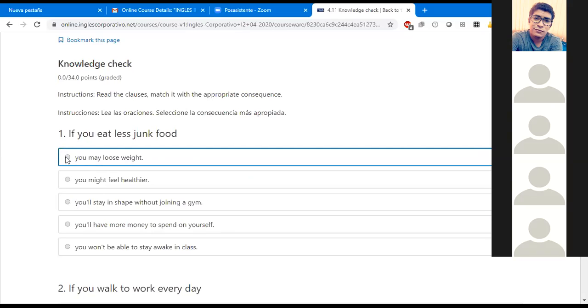But in this case, could it be you might feel healthier, right? Both answers could be correct. No, only one. Because if you don't eat junk food, you might feel healthier too, or not? Yes. And I think that you can still eat good food and still gain a little more weight. Yeah, that's true. It's good, the discussion. Give me more ideas. There is only one correct answer.